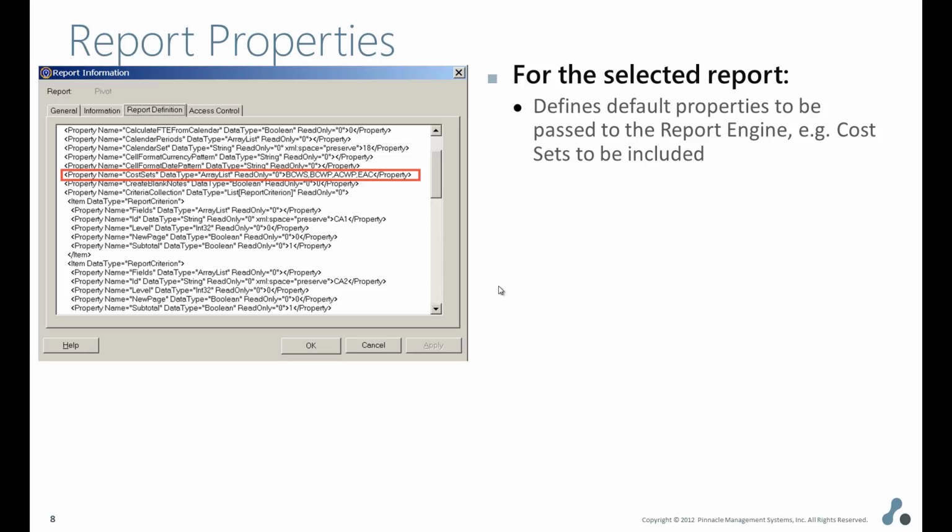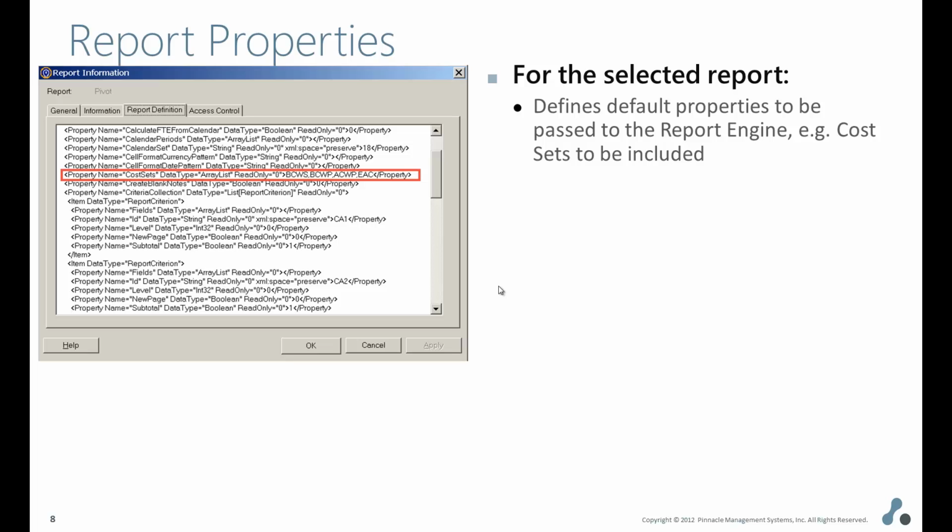So there's a list of properties here. This particular one is called cost sets. This basically defines the default cost sets that are going to be included on this report. You can see there's a list of cost sets here: BCWS, BCWP, ACWP, and EAC. So these are the default cost sets that this report will show. And there are other properties there.